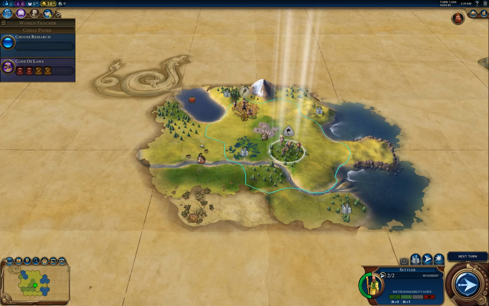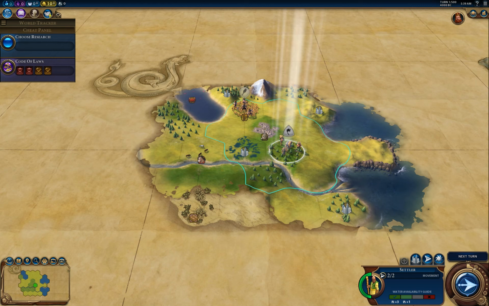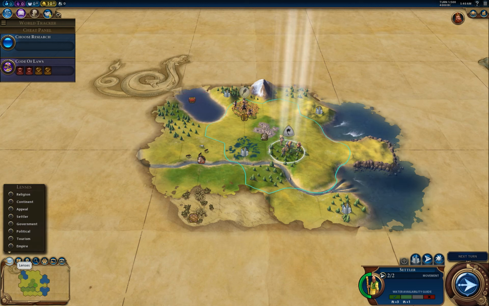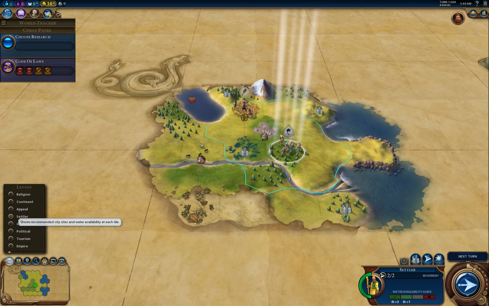But nonetheless, what I want to show you is how to use the legend to show where the best tiles are. Now, after you get a lot of experience in this game, you're going to know that being on a river is automatically going to be a good tile. Any tile on water basically is good, but some are treated differently, and that's the important thing I wanted to show you. So if you come down here and hit the lens on the bottom left, and you hit settler, this is designed to show where the best tiles are.